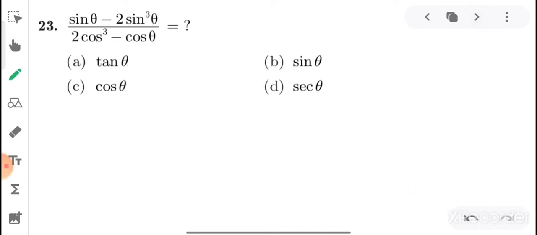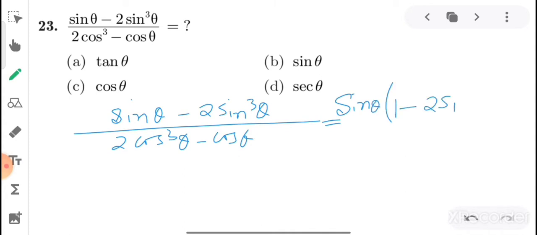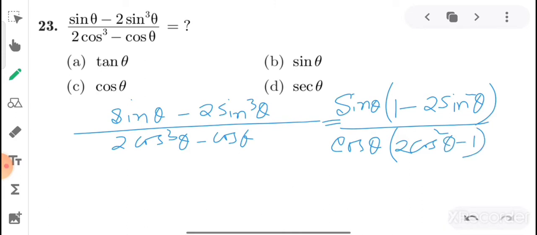Move to the next question. Here a trigonometric expression is given. We have to solve this. Sin theta minus 2 sin cube theta by 2 cos cube theta minus cos theta. If we take sin theta as common from the numerator, then it will give 1 minus 2 sin square theta, and we get cos theta (2 cos square theta minus 1) from the denominator. And we also know 1 means sin square theta plus cos square theta.